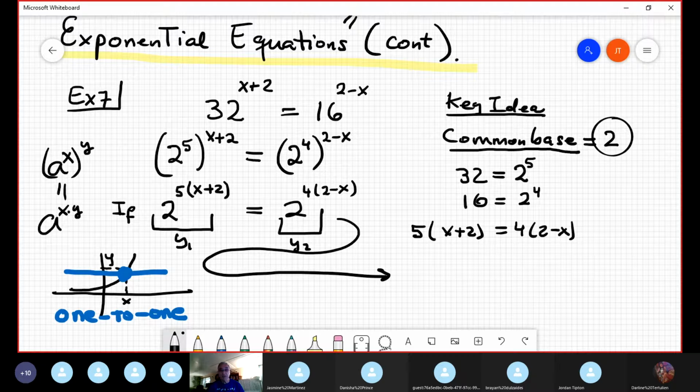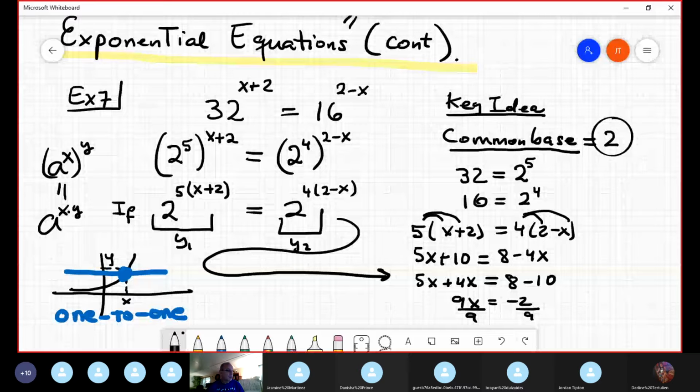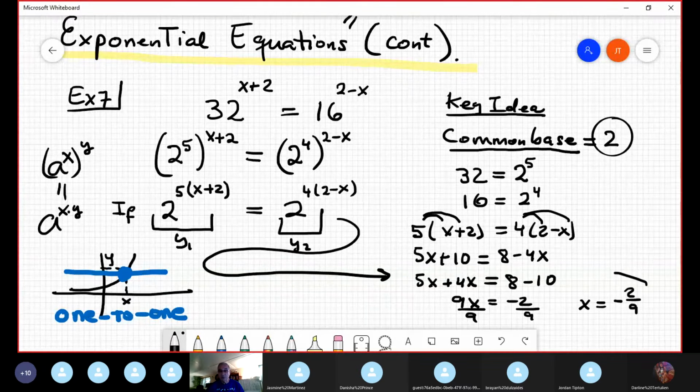So the rest is easy for us. You apply the distributive property: 5x plus 10. Apply the distributive property again: 8 minus 4x. You try to solve for x. So 5x plus 4x. I move 4x to the right-hand side, positive, and 8 minus 10. It's 9x, and this is minus 2. Finally, divide by 9. So my final answer is x equals minus 2 over 9.